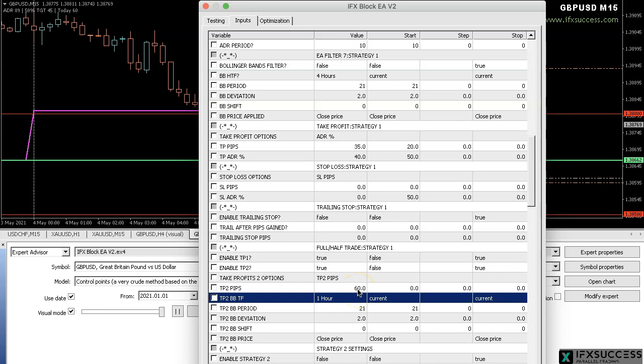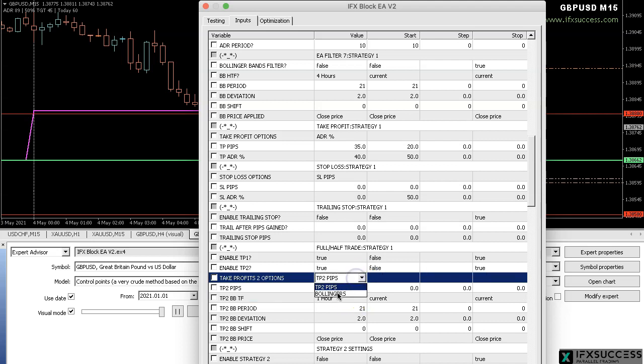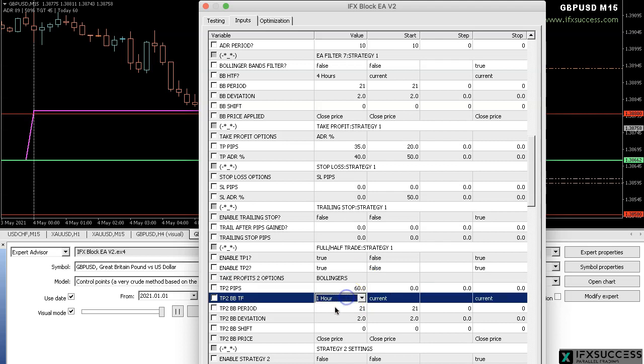So it will close half of that trade at 35 or 40% of ADR, or it could, and then the second trade would be either 60 pips, or if I choose the Bollinger, then I could just say, hey, once it meets that Bollinger of 4 hours, then close the other half. Okay, pretty much that is how it works.